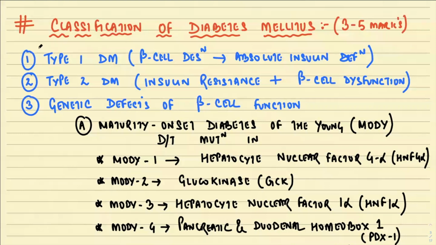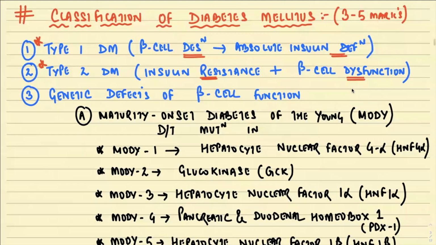Everyone knows that there are two major varieties of diabetes. One is type 1 diabetes mellitus, which occurs because of beta cell destruction in the islets of the pancreas, leading to an absolute insulin deficiency. Then we also have type 2 diabetes mellitus, which is characterized by insulin resistance along with beta cell dysfunction. We will read in detail about the pathogenesis of type 1 and type 2 diabetes mellitus.